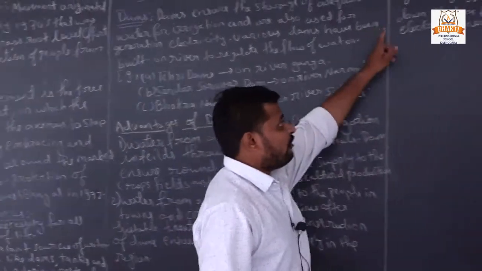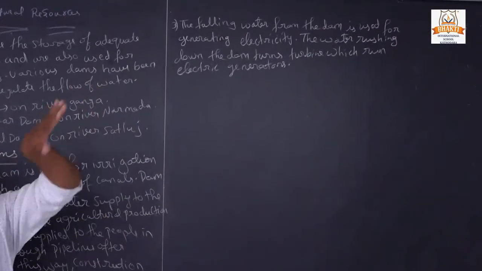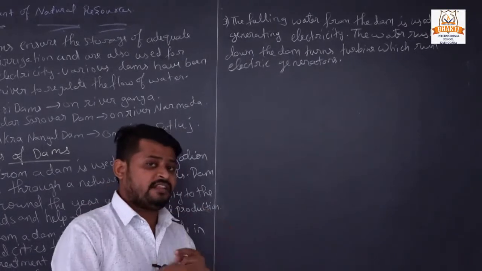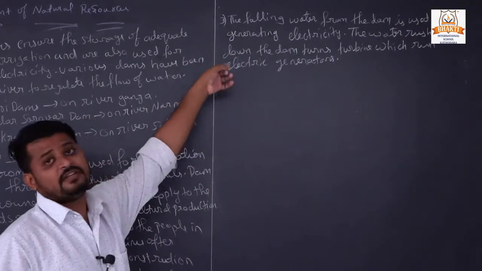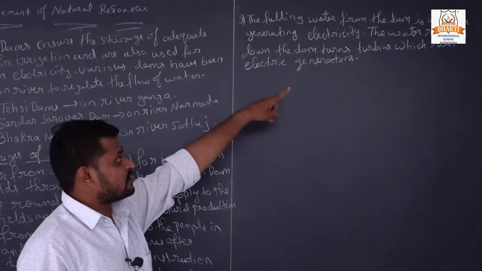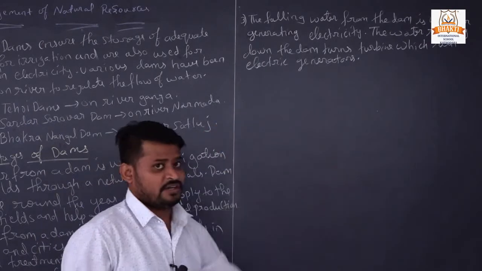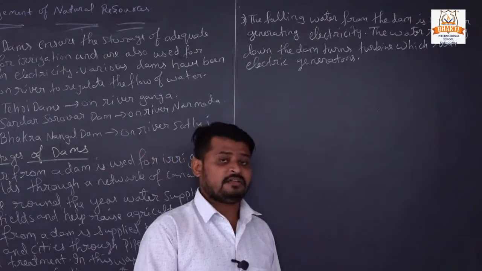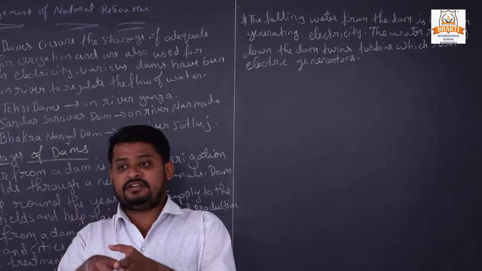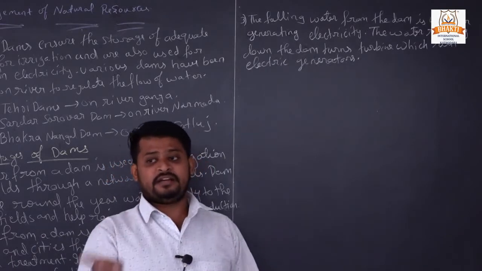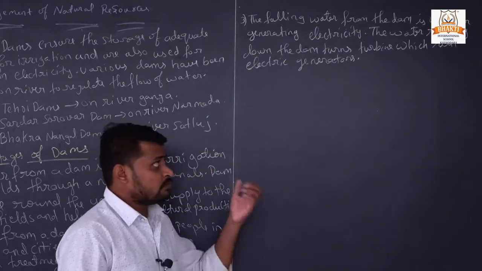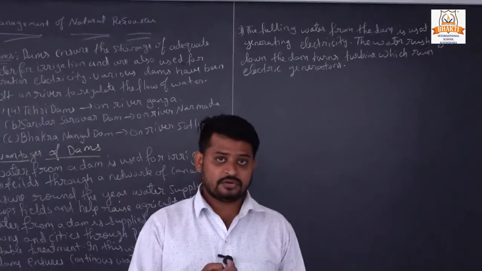Third, the falling water from the dam: when dam water falls down onto a turbine, the flow of water rotates the turbine and electricity is generated. The water rushing down the dam turns the turbine, which runs an electric generator. The turbine is joined with the generator, and the generator converts mechanical energy into electrical energy. Like that we produce electricity through a dam.